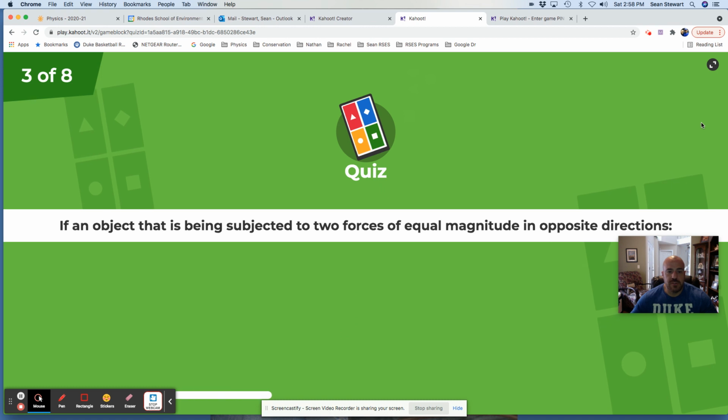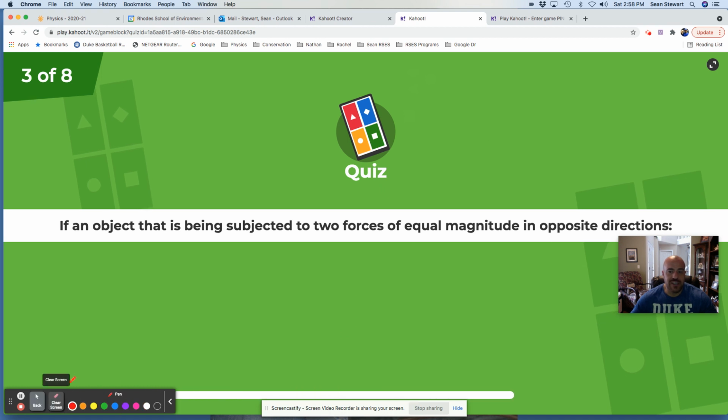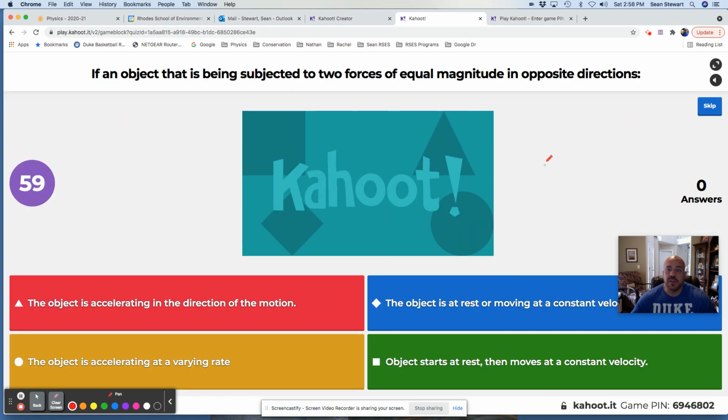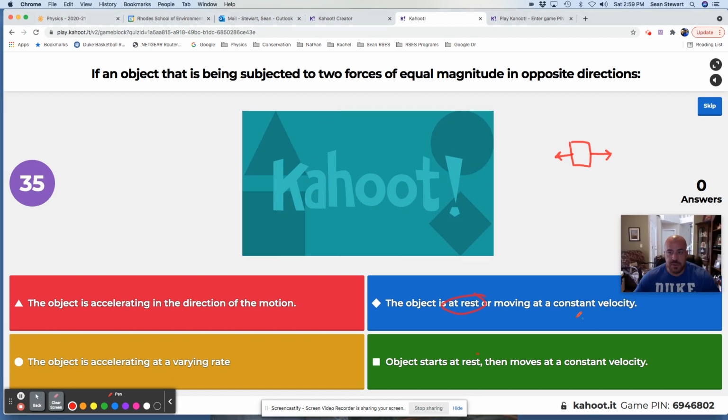If an object is being subjected to two forces of equal magnitude or strength in opposite directions, here's what the free body diagram would look like. All right, so equal strength, opposite directions mean nothing changes. If it's resting, it'll stay at rest. If it's moving, it'll move at the same speed. So blue is correct.